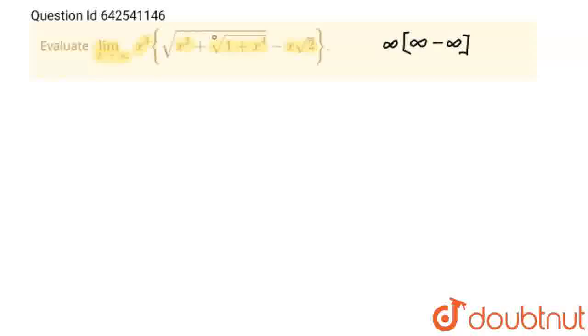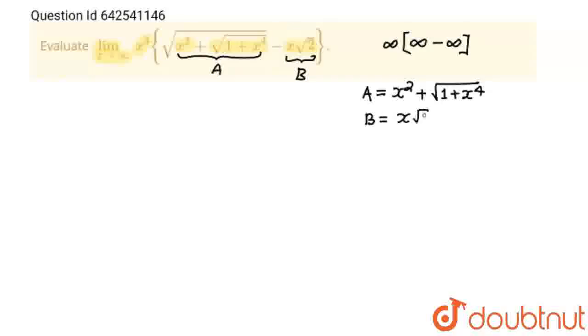Okay, so first of all I can see a square root in both terms, so I can rationalize. Before rationalizing I am going to take some terms for easy calculation. I am going to consider this as a and this as b. So for easy calculation I took this term a and this term b. So a is equal to x square plus square root of 1 plus x to the power 4, and b is equal to x times square root 2.